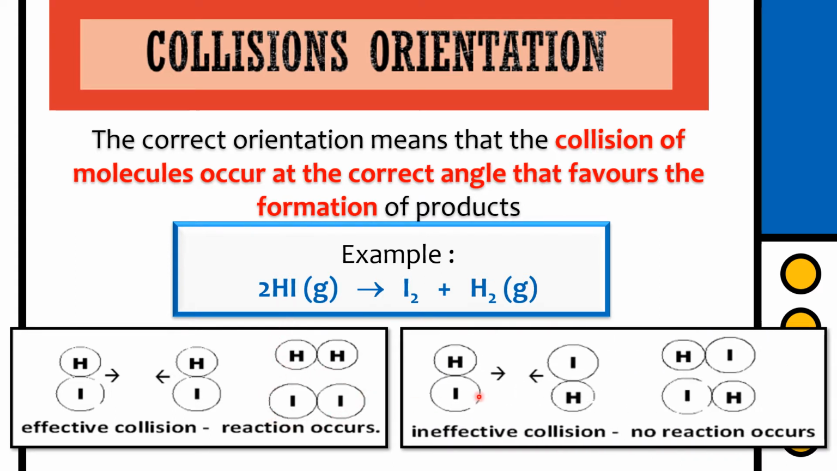But if the orientation is like this, opposite of each other, and the two particles collide, what do we have here? We still have the reactant particles. This is what I meant by the reaction must occur in the correct orientation, with a correct angle that favors the formation of product. For this one, it's not at the correct angle. It does not favor the formation of product. That's why we still get the reactants here. No reaction occurs.